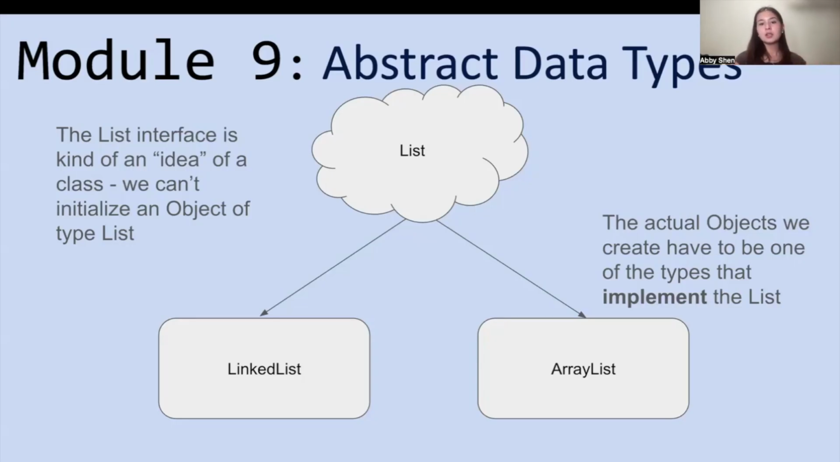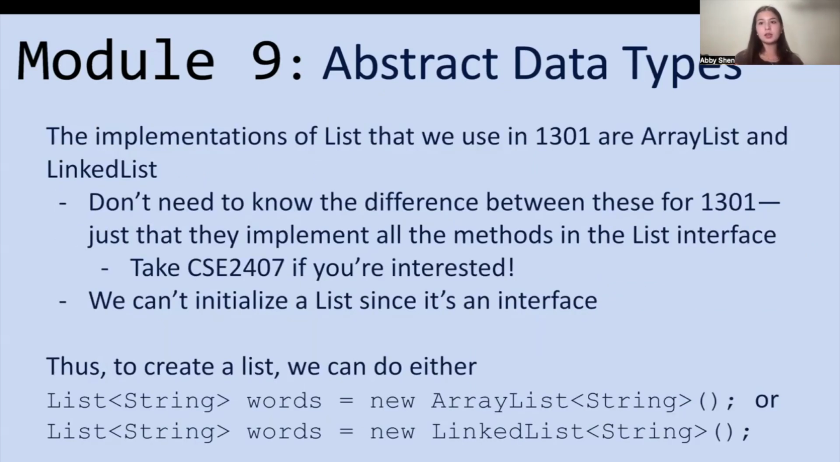As you can see in this diagram, the ones that we'll be using are linked list and array list. With array list and linked list, for this course, you don't need to know the difference between these two, but for other courses, I think it's important to go back and learn that. All you need to know for 131 is that they implement all the methods in the list interface. I highly recommend taking CSE 247, Data Structures and Algorithms, if you're interested in these types of data types and data structures.